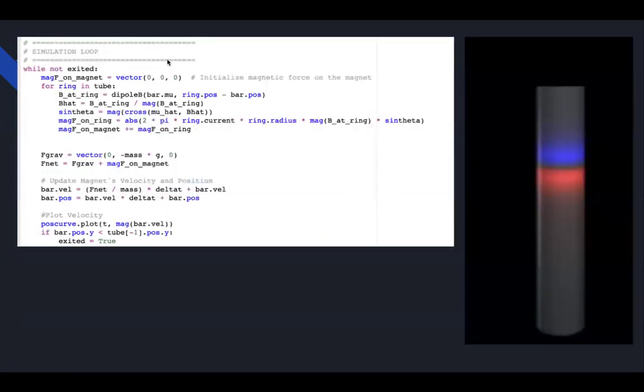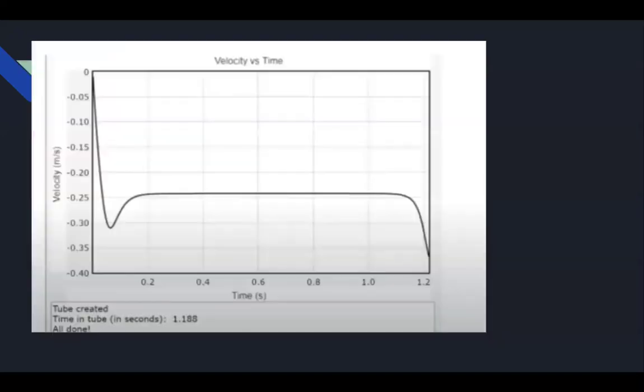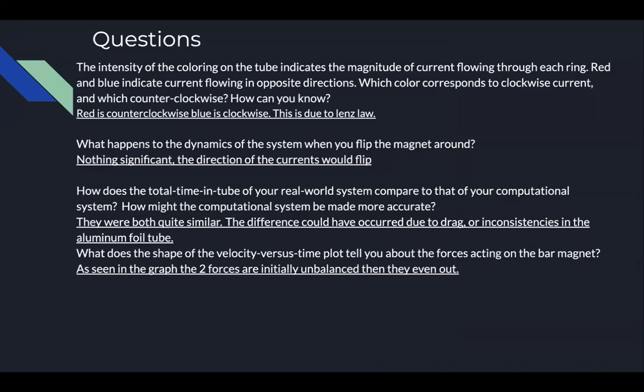And then here we have a simulation to show the bar magnet falling through the tube shown here. We'll get into what the red and the blue mean in this next slide or the slide after that. And here we also have a velocity in meters per second. You can notice it's pretty unstable, then it evens out after a while. And then we see the time would be 1.188 according to the model.